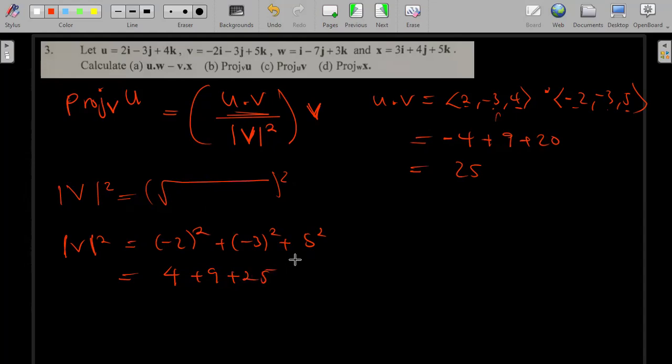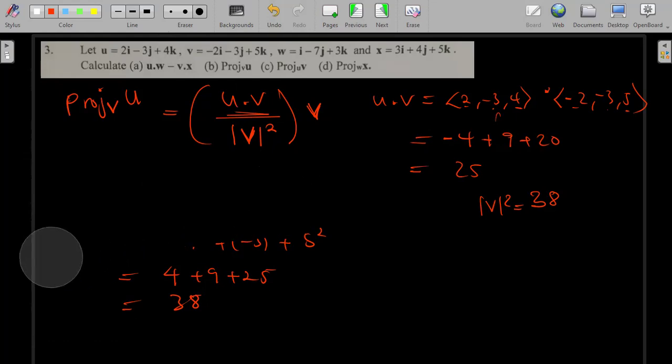So adding everything, 25 plus 4 plus 9, that gives me 38. So I have found what I have. I already have V, of course. So this here, I write 38 as K, like that. Now let me replace here to get my projection.